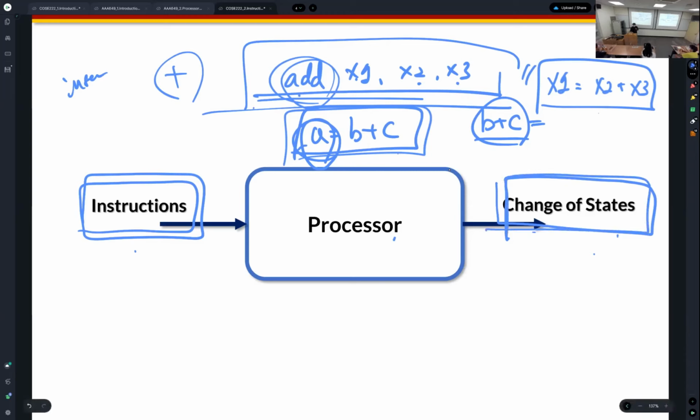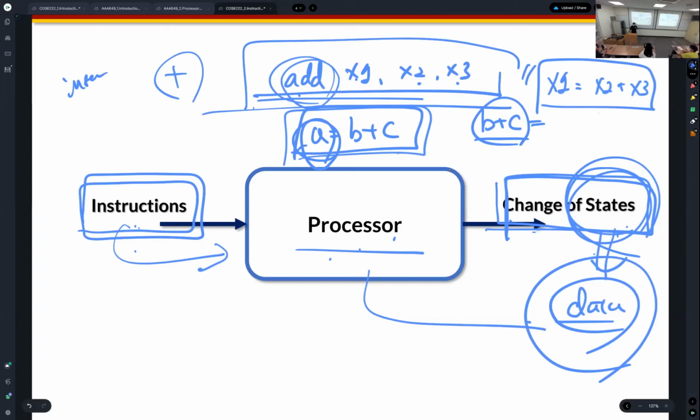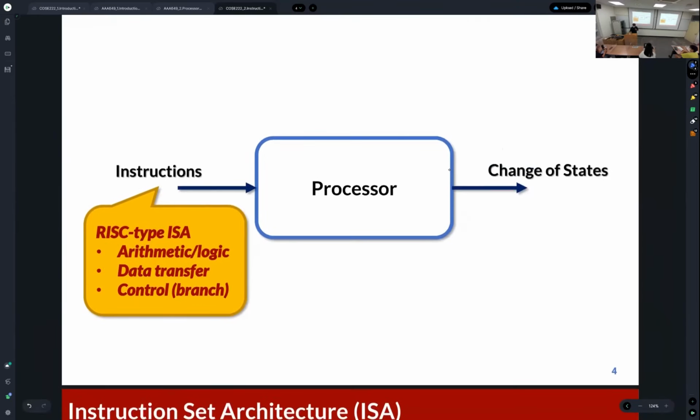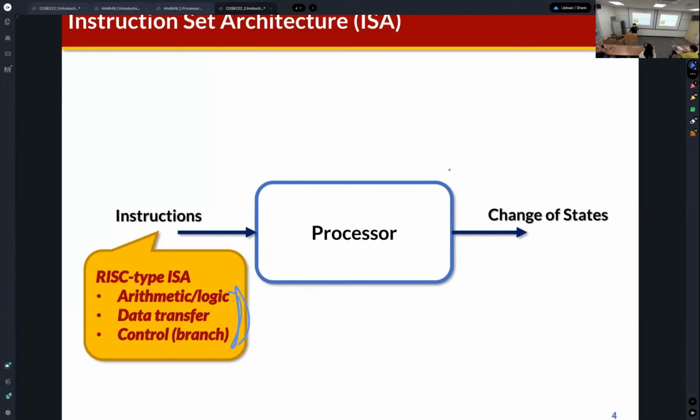Change of state means that the data in computer systems are changing. State means actually the data. When the instruction is given to the processor, the processor changes the states in the computer system, which means that a processor changes the data in computer systems. That is the main role of a processor in a computer system. Actually, we will learn about the different types of instruction in chapter 2. The instructions have many different types.